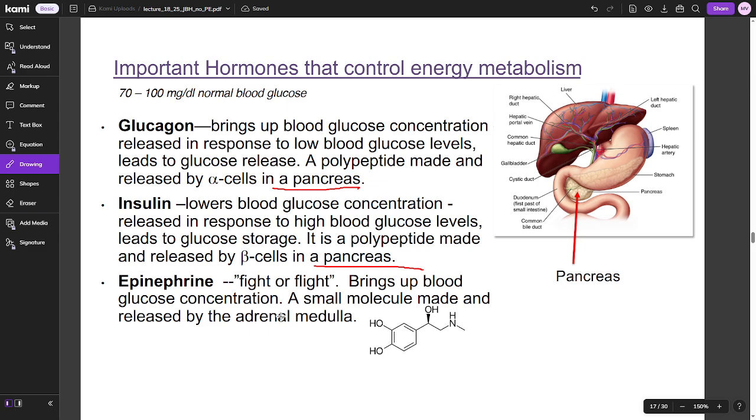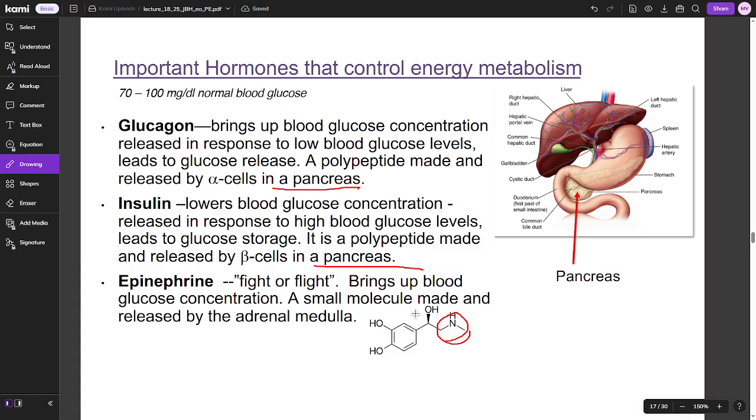It is an amine hormone because it's got an NH here. It's released by the adrenal medulla. There are actually two types of things in the medulla. You don't have to know this, but the adrenal gland is separated into two parts: the adrenal medulla is the innermost part, and the adrenal cortex is the outermost part.